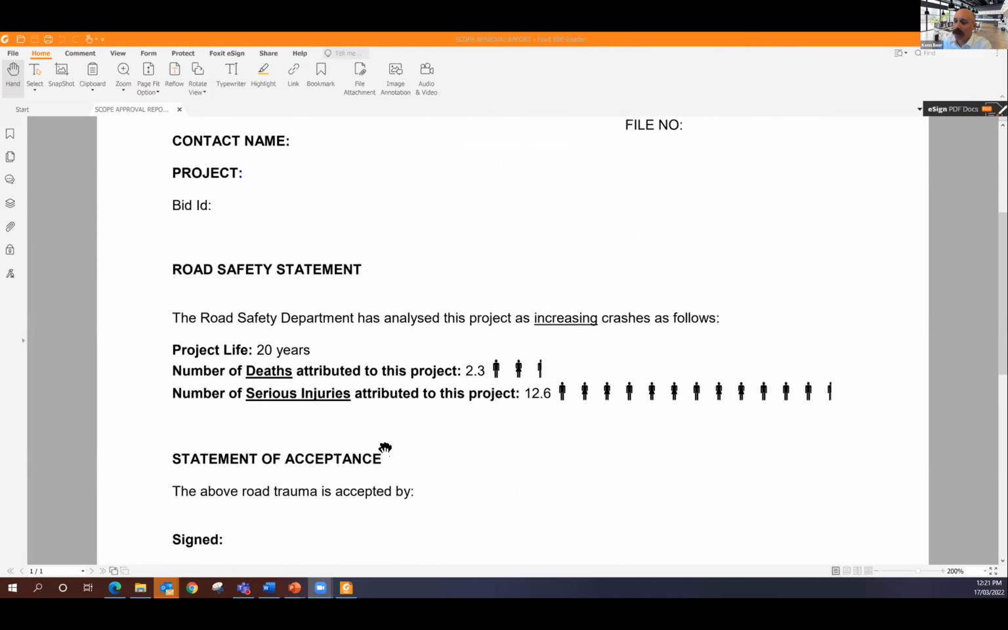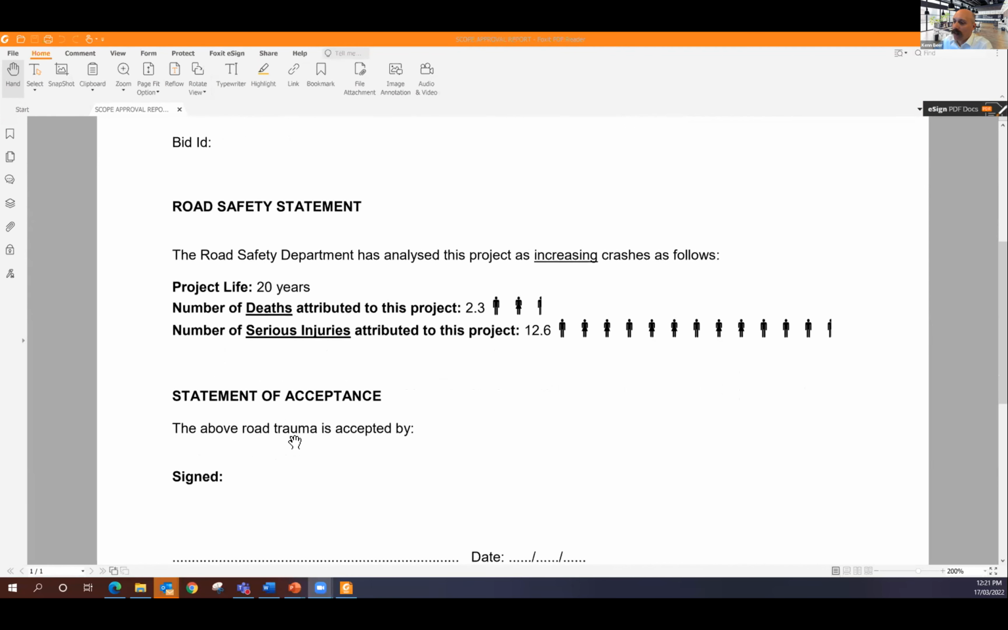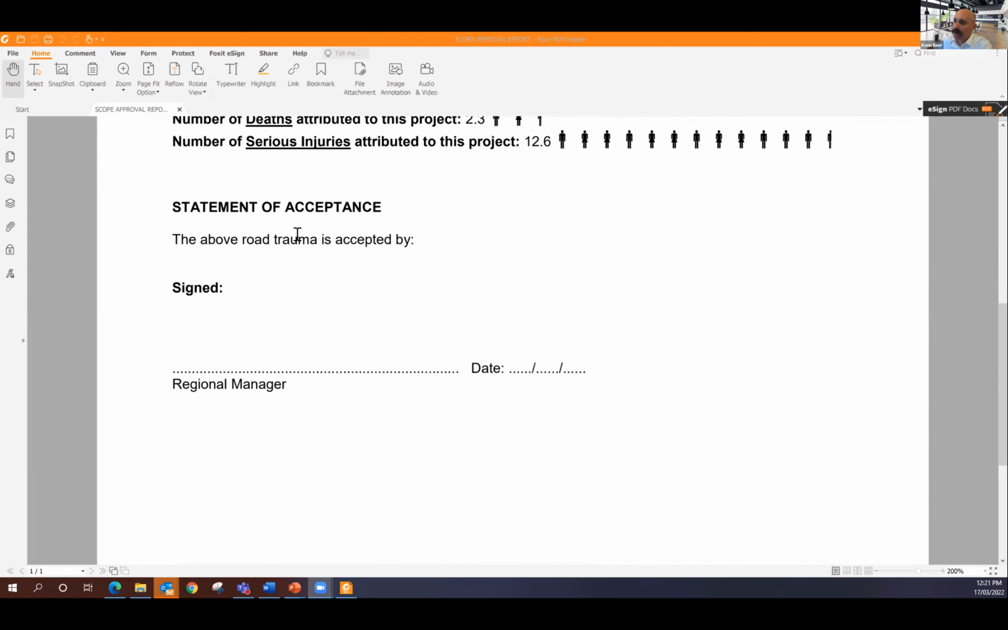Put a little people there to remind them that we're talking about killing people here. Number of serious injuries attributed to this project, 12.6 and more people. And then this little statement of acceptance. So the above road trauma is accepted by, and then so pop that on top of the project and send it back to the region.